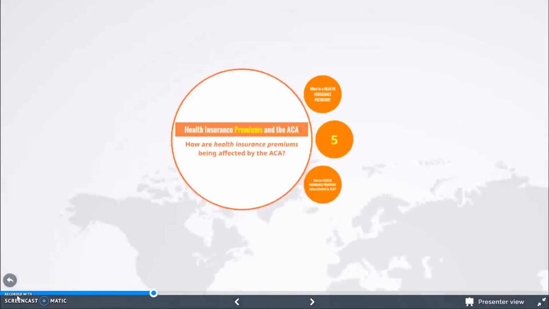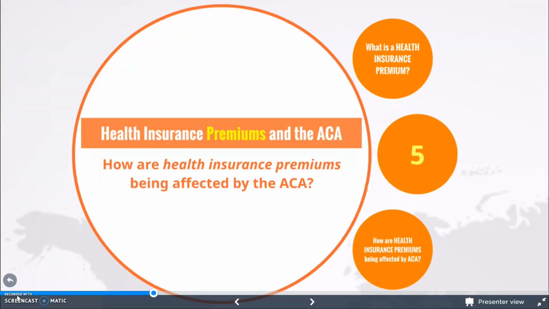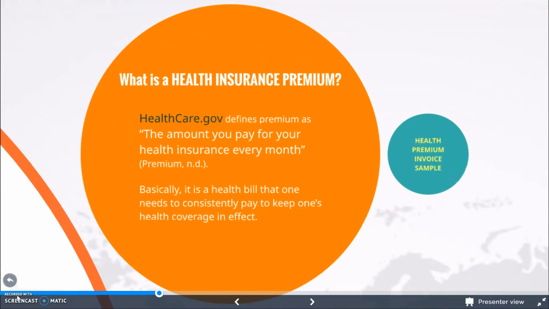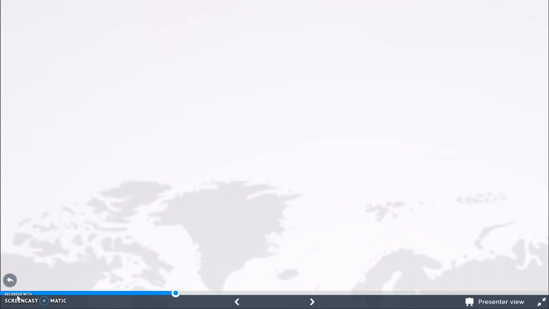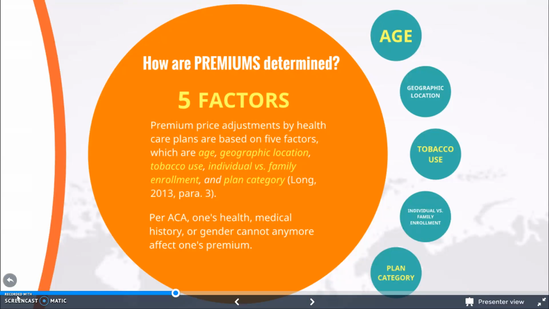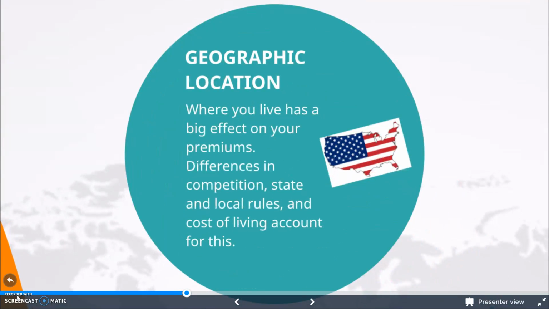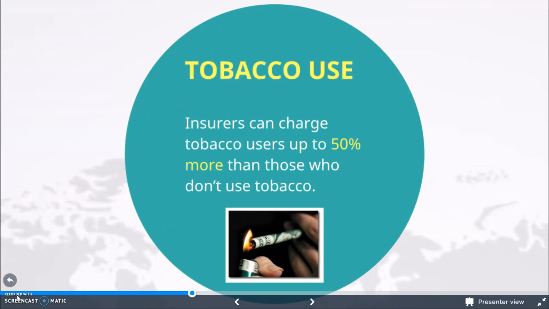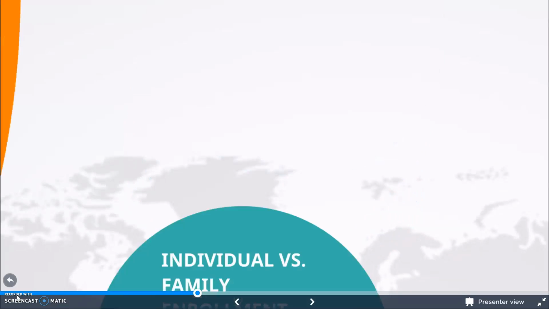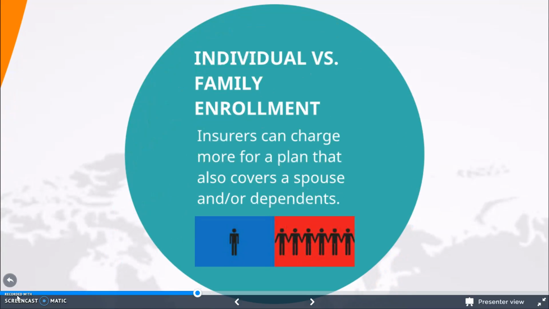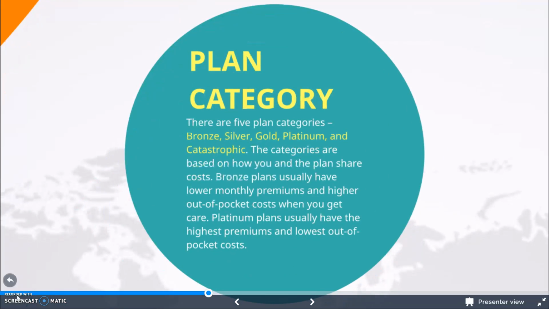Moving further along, we're going to talk about the premiums that are part of the ACA. So the 5 factors that determine someone's premium are age, which can be higher for those who are older than those who are younger, geographic location, tobacco use, where frequent tobacco users can be charged 50% more than those who don't use tobacco, individual versus family enrollment, and plan category, of which there are 5 plan categories: bronze, silver, gold, platinum, and catastrophic.